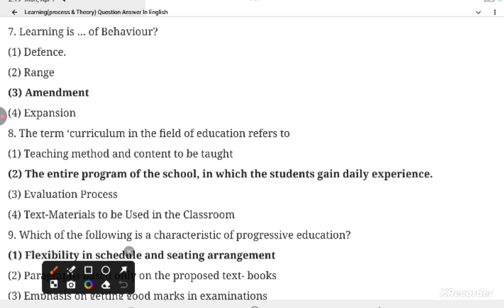Question 8. The term curriculum in the field of education refers to the entire program of the school in which the student gains daily experience.